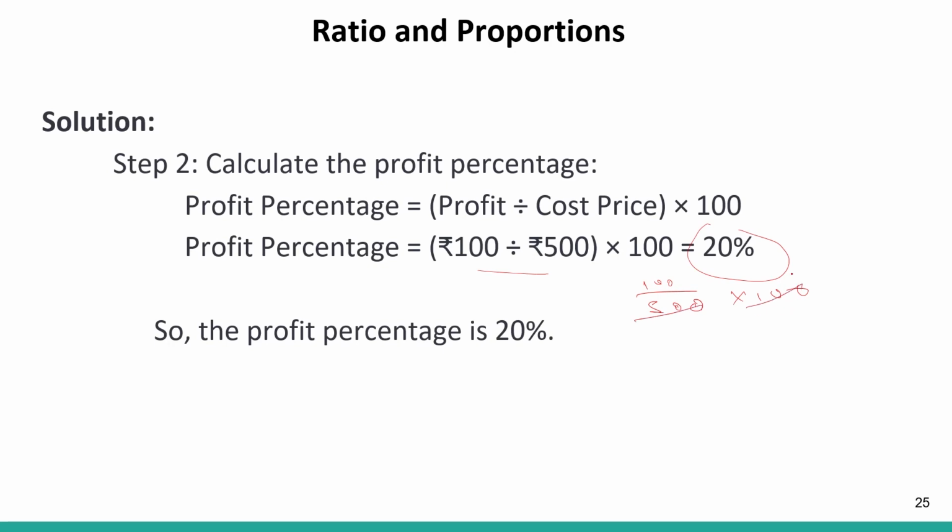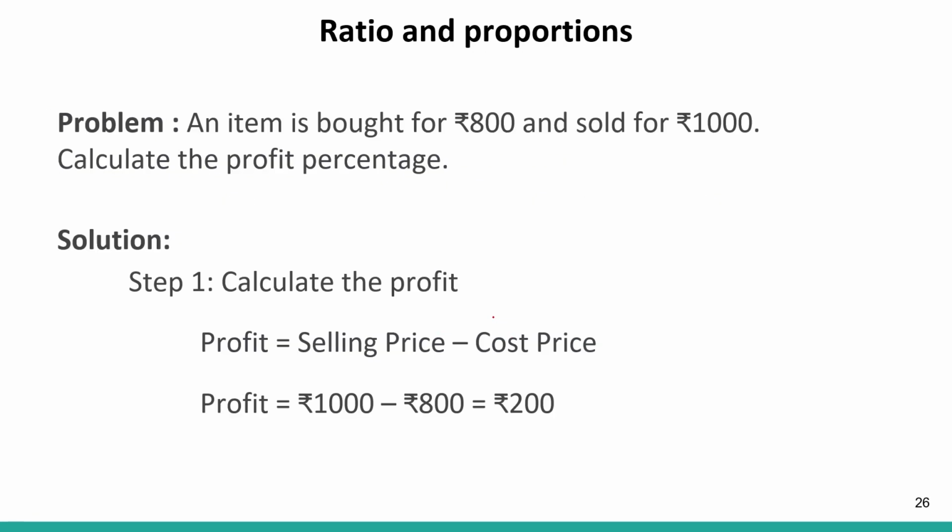That will be equal to 20, because 100 by 500 is equal to 1 by 5. So this is 5 and this will be 20. So this will be equal to 20%. Okay, so the profit percent will be nothing but 20%. So let's see the next problem.